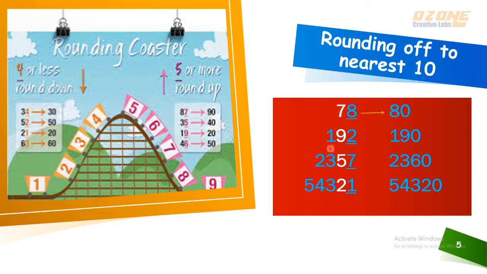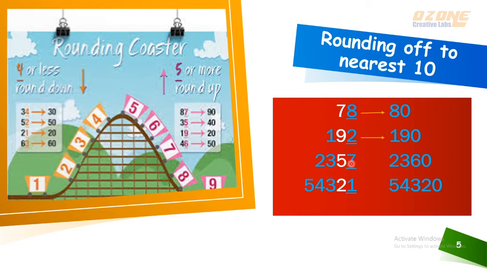Next, 192 is given. Since the unit place is 2, which is less than 5, no need to do any change in the previous number. So we will write the same number itself, that is 192 will become 190.